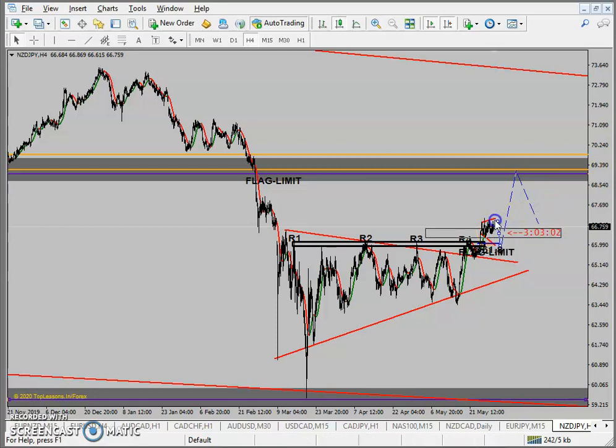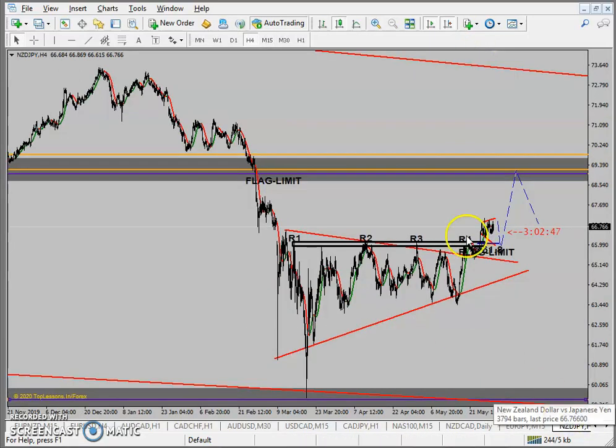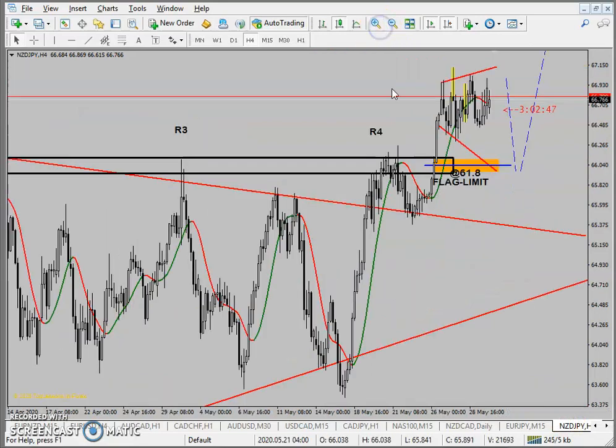Okay, so after that happens, we're going to be looking for something like this. See, that's the resistance. Market turned, left the base candle, came back to that area, we took buy positions, the market went up. Okay guys, so I think that's it for my NZDJPY review.